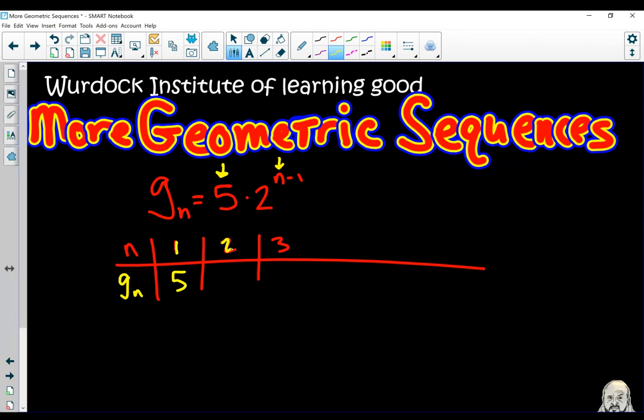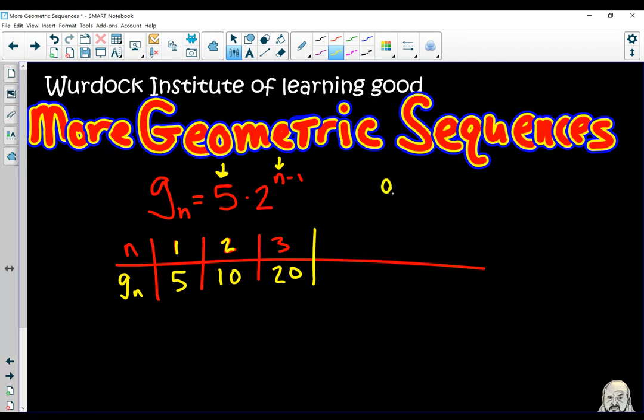If I take this 2 and put it in for n, first thing I do is 2 minus 1 is 1. 2 to the power of 1 is 2. 5 times 2 is 10. So we have confirmation that we're constantly doubling. This explicit formula, it's not too hard.